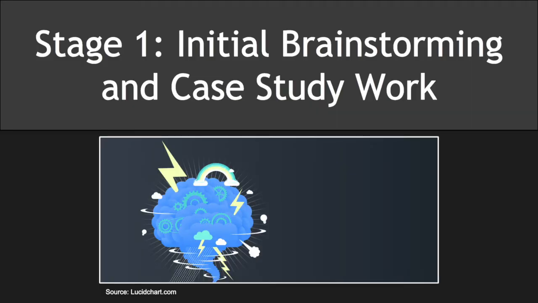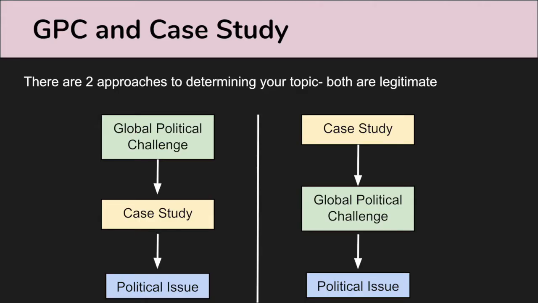So the very first thing I typically do with my students is identify initial brainstorming and case studies. I have everybody go through the 6 GPCs: what do these look like? What are potential ideas? And what are global significant issues related to these topics?